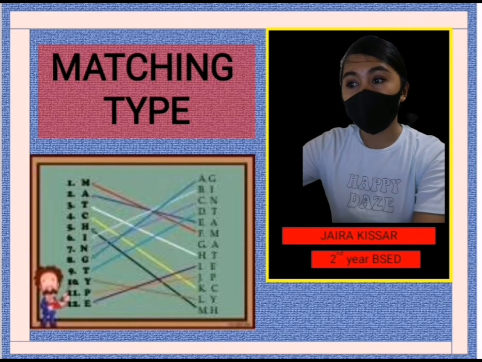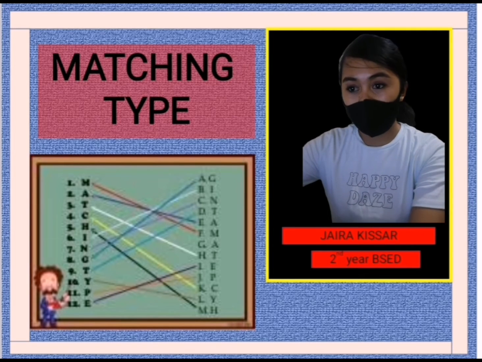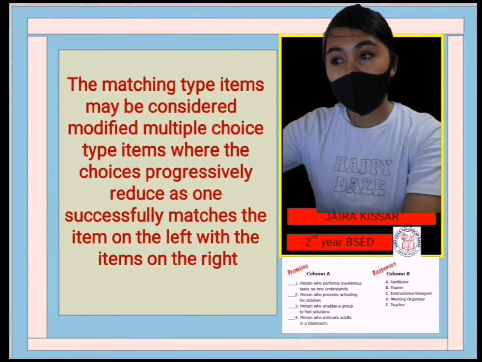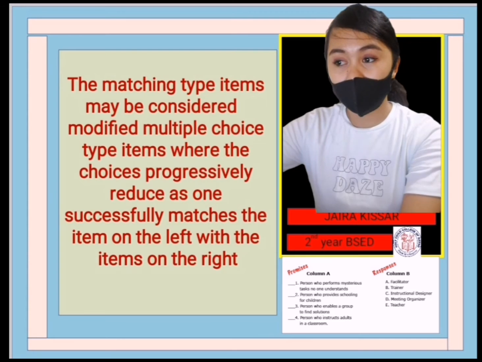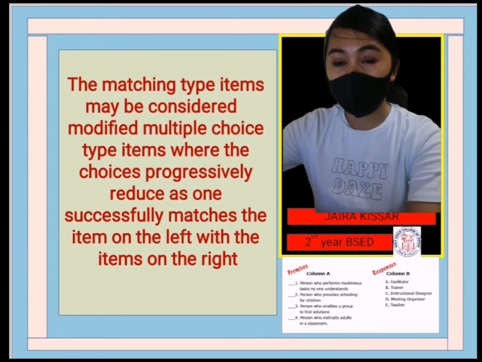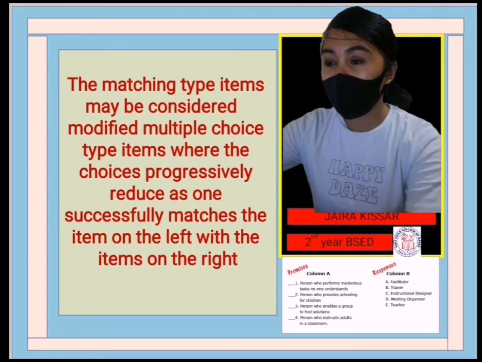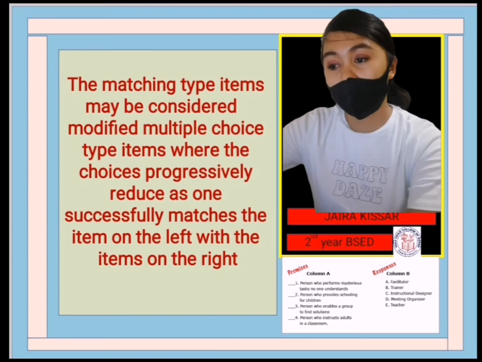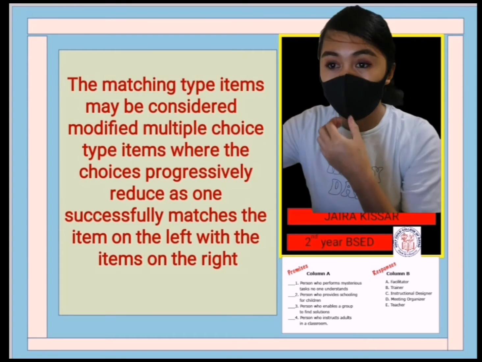So the next topic is about the matching type. So what is matching type? The matching type items may be considered modified multiple choice type items, where the choices progressively reduce as one successfully matches the items on the left with the items on the right.